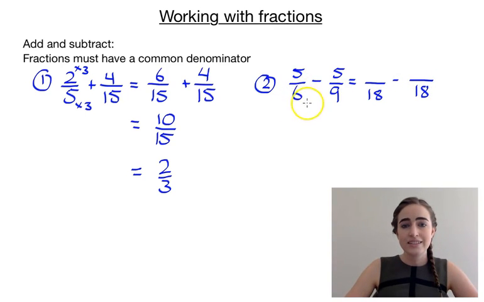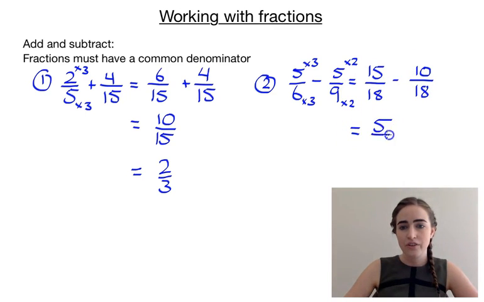So to turn that 6 into an 18, we'd have to multiply by 3. We'll do the same thing to the top. So we'd end up with 15 over 18. And to turn the 9 into an 18, we'd multiply by 2. So we do the same thing to the numerator as well, and we'll end up with 10. So now we've got 15 over 18 minus 10 over 18, which will give us 5 over 18.